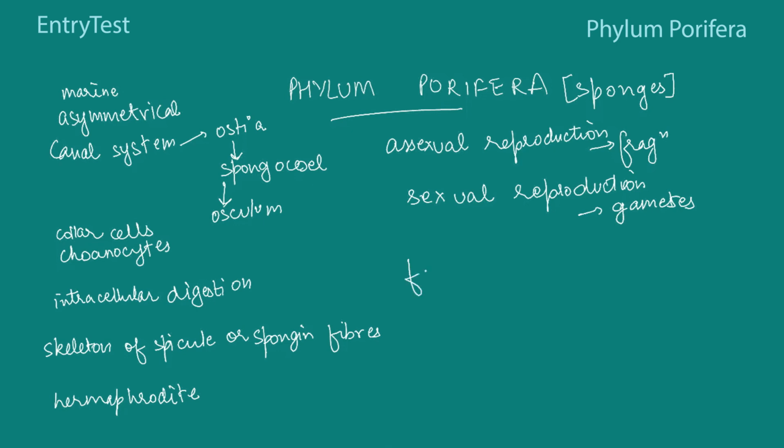Fertilization in case of poriferans is going to be internal. And development is indirect. It has a larval stage, which is very different from the adult in terms of morphology, shape, structure, and form.